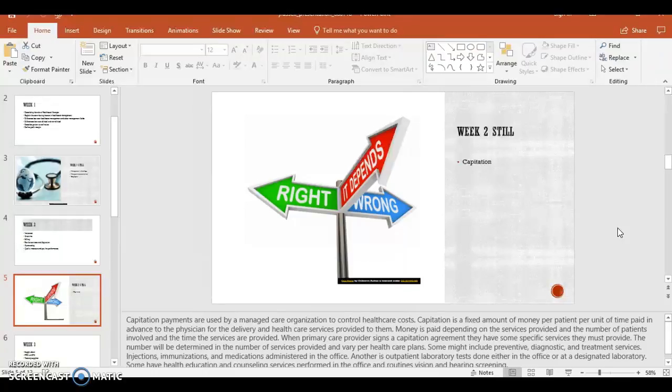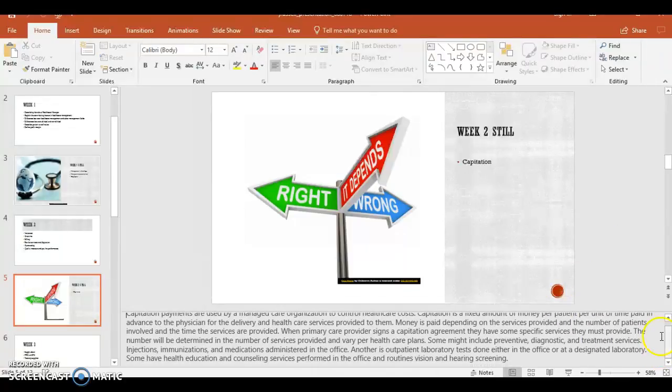The number will be determined by the number of services provided and vary per health care cost. Some might include prevention, diagnosis, and treatment services, injections, immunizations, medications, administrations in the office, other outpatient laboratory tests done either in their office or a designated lab area. Some healthcare education and counseling services performed in the office and routine vision and hearing screenings too.